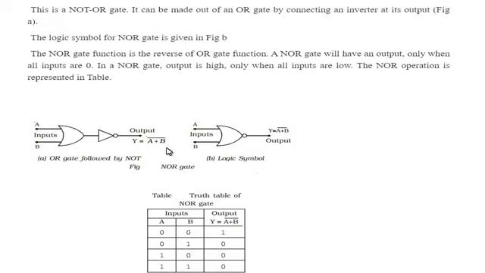As the NOR gate function is the reverse of the OR gate function, a NOR gate will have an output only when all inputs are 0. In a NOR gate, output is high only when all inputs are low. The NOR operation is shown in this truth table.